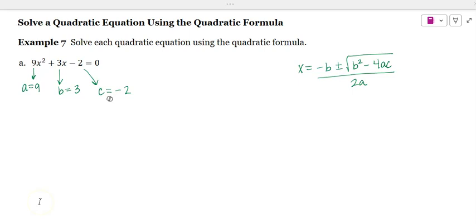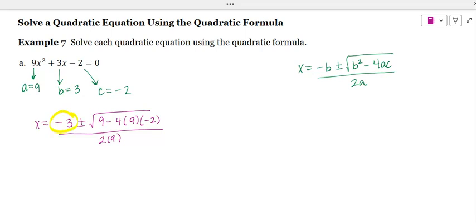All right, I'll put these numbers now into that formula. So x is equal to negative b, which is a negative 3, plus or minus the square root of b squared, 3 squared is 9, minus 4 times a, which is 9, times c, which is negative 2. And this whole fraction is over 2 times 9. Make sure that when you draw the fraction bar, that first term, negative b, is also in the numerator, above the fraction bar.